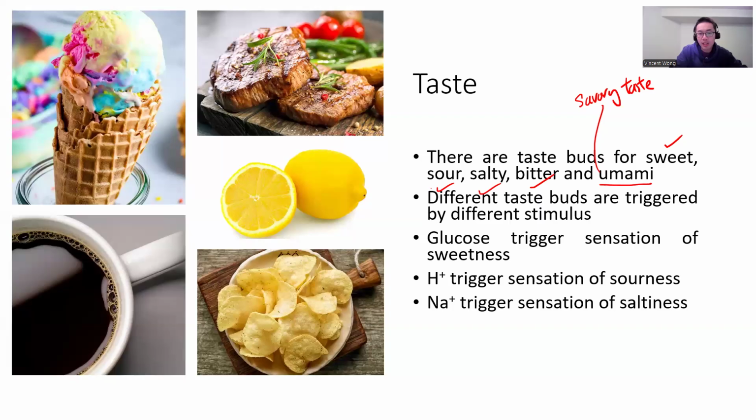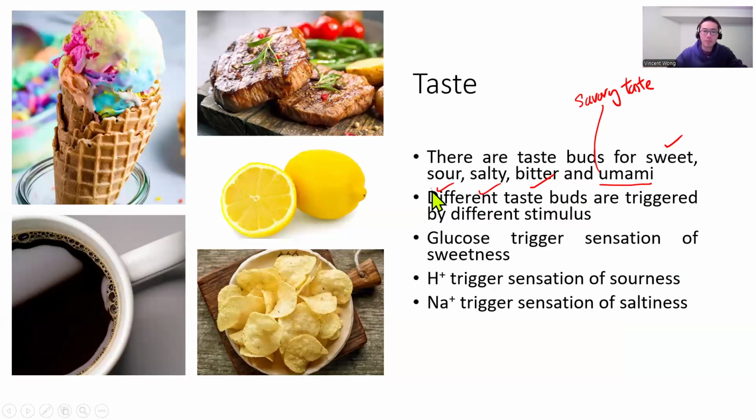And like I said, different taste buds are triggered by different stimuli. Glucose will trigger sweetness. H plus, hydrogen ion, will trigger sourness. And then Na plus will trigger saltiness. Umami is actually triggered by the presence of a type of amino acid in your food. And bitter in general tends to be more basic type of chemicals as opposed to acidic. And all these things will trigger the corresponding taste buds located on various parts of the tongue.